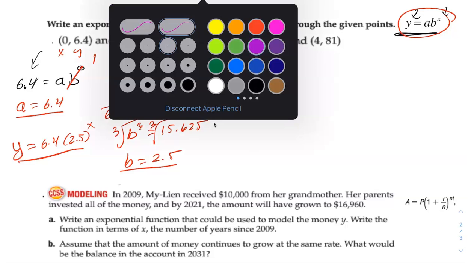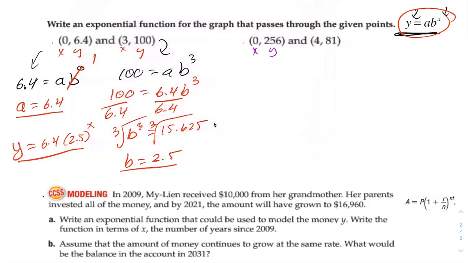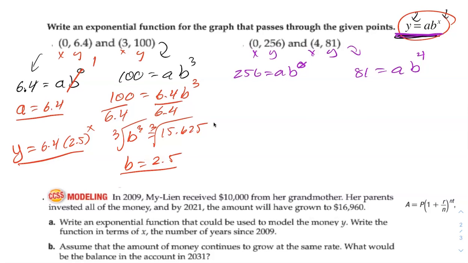So let's do it again. Here's the x and y, exact same question. Over here it's going to be 256 equals ab to the x, which is 0. And over here it's going to be 81 equals ab to the x, which is 4. Just like before, in most Algebra 2s, this cancels out and you just get a 1, so a equals 256.